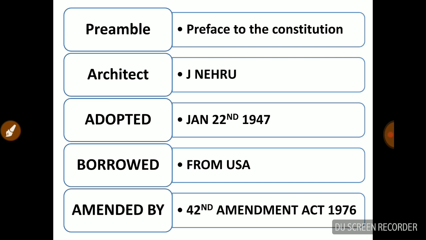Amended means editing of the constitution is called amendment. Initially we created the constitution, and based on time it will change, right? Each and every point will change accordingly. So the constitution also we change according to current situations. That changing or editing of the constitution is called amendment. And the preamble was amended once, in 1976. The 42nd Amendment Act was the amendment used to change the preamble, and it happened in 1976.